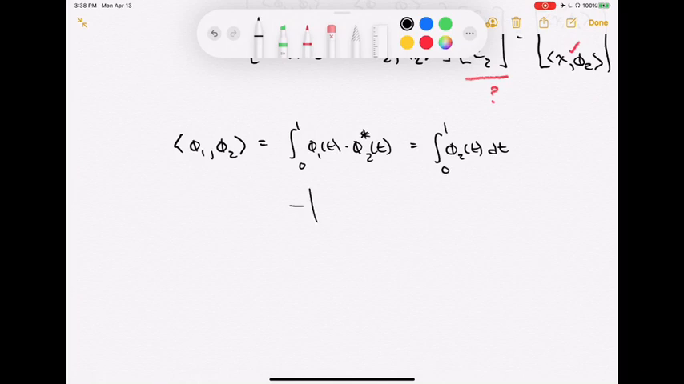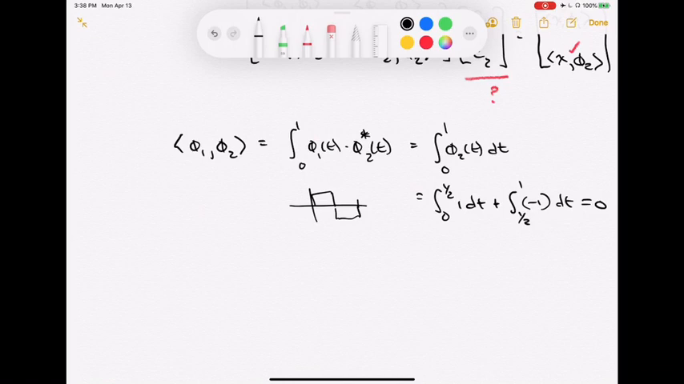What did phi2 look like? It was a 1 for half the time, and it was a minus 1 for half the time. So that's an integral from 0 to a half of 1 dt plus an integral from a half to 1 of minus 1 dt. And that, of course, is 0. It's got 0 area. What does this tell me? It tells me phi1 and phi2 are orthogonal, right? Their inner product being 0 makes them orthogonal.